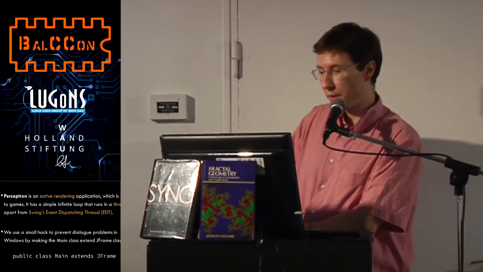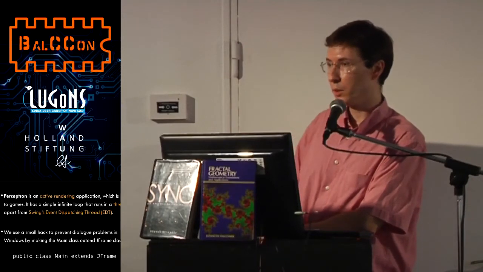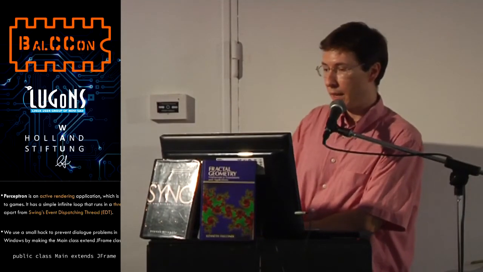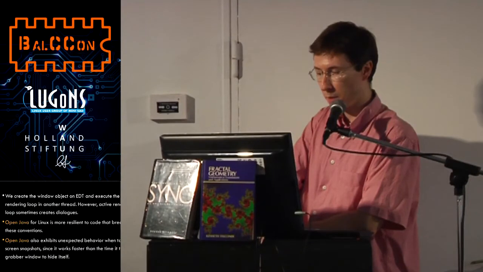Throughout the years, the only difference between Windows and Linux was in the backslashes, in the way you denote paths to files. But now there are more differences this year. OpenJava for Linux is more resilient to code that breaks the conventions of how you run different threads and such. It's resilient and faster. OpenJava exhibits unexpected behavior when taking screen snapshots, and it works faster than the time it takes the grabber window to hide itself. A mysterious property that is probably some kind of a bug.